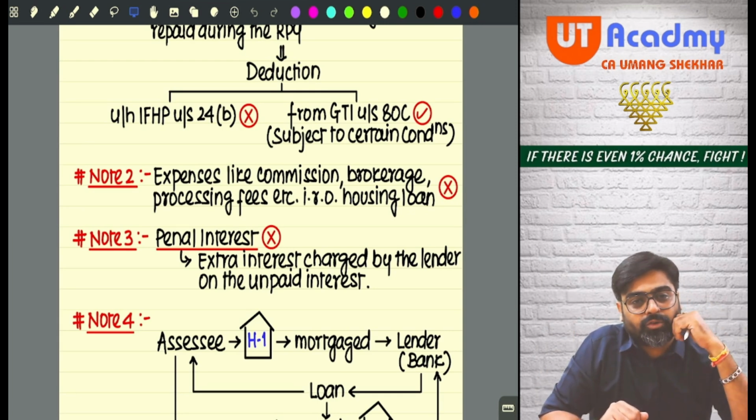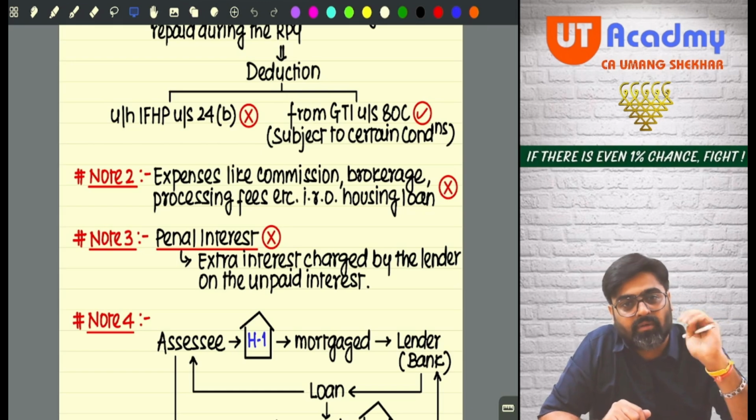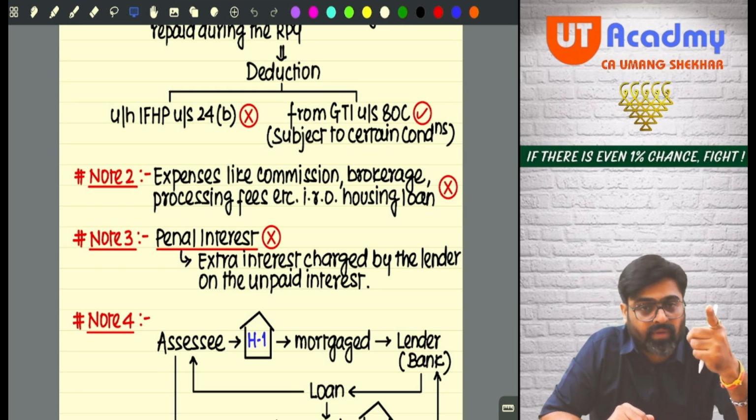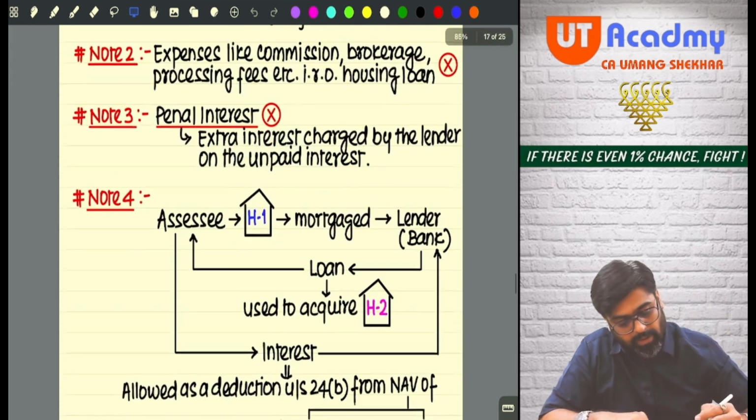So what if the interest was only 5,000, but since you delayed in payment of interest, extra 500 interest was charged. So total interest you gave 5,500. How much deduction you will get? Only 5,000. That extra 500 you are giving, in the nature of penal interest, will be disallowed, will be ignored. Sure. Next one.